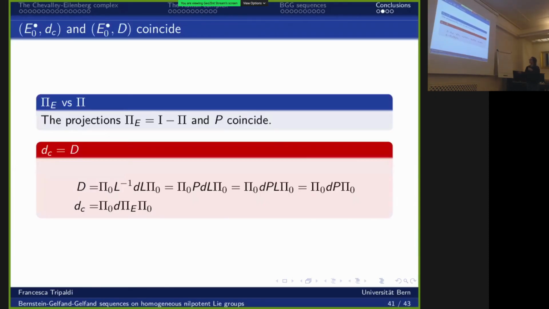So, conclusion, we're left to check that the E0s are exactly the same spaces, and then we have a pi E and a P. You show that these two coincide, and so when you go and decompose D, so this was the weird expression of capital D, you check that this is actually pi 0 D P pi 0, and when you compare it with D C, because we just proved that pi E and P coincide, then these two are the same. Yeah, it's a lot of believing.